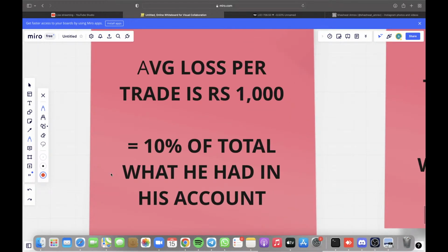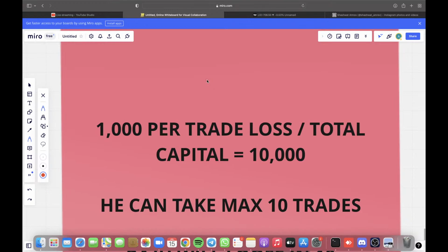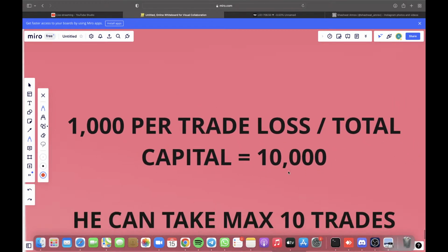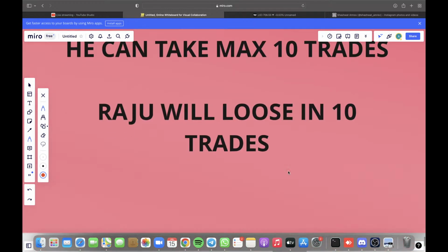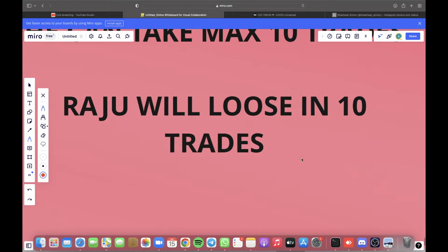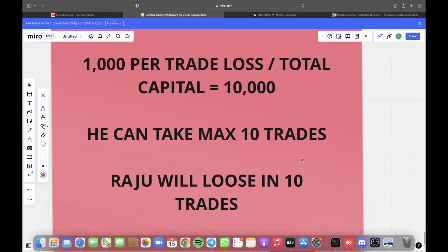He's just losing 10% every trade. So he can take a maximum of 10 trades, with 1,000 per trade loss on total capital of 10,000. Raju will lose in 10 trades. So if Raju took 10 trades, he will just get his account to 0.